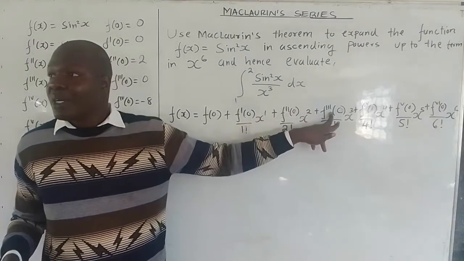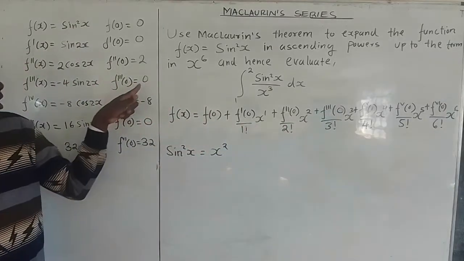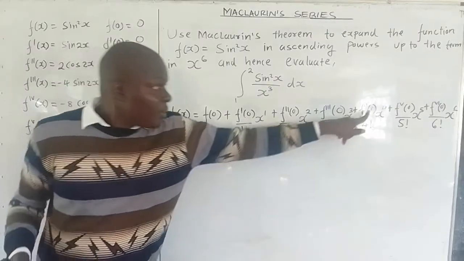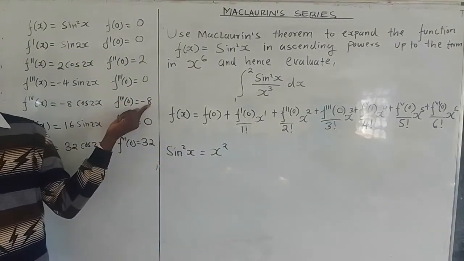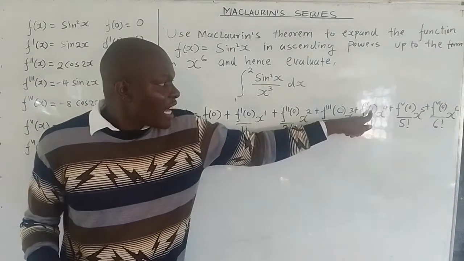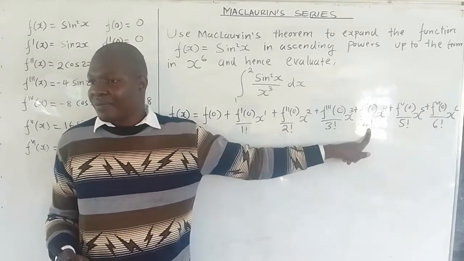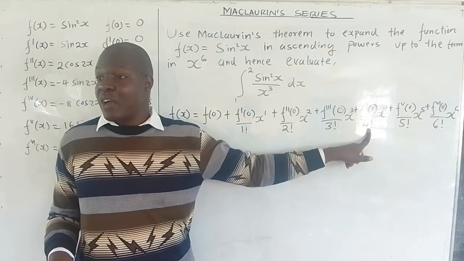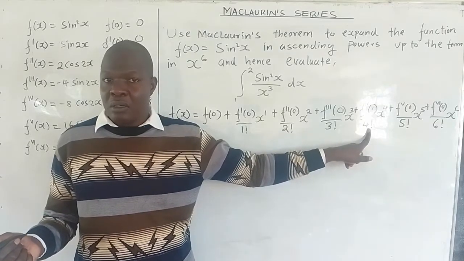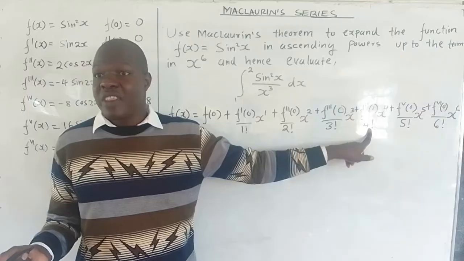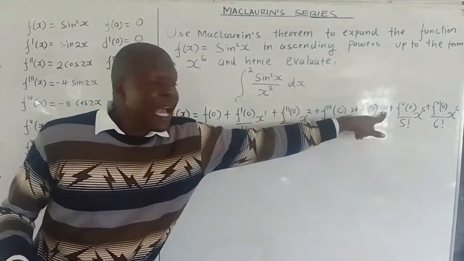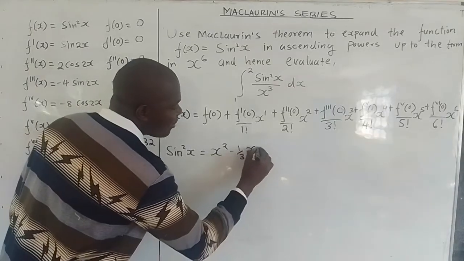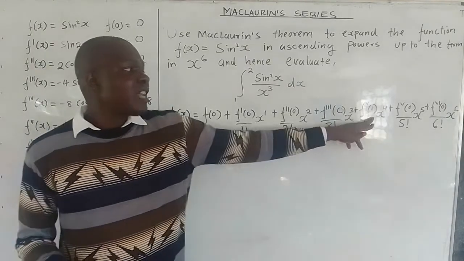F third derivative of 0 you found to be 0, times everything, the whole of this term will go to 0. F fourth derivative of 0 you found to be negative 8. So negative 8 over 4 factorial is negative 1 over 3. So we have negative 1 over 3 times x raised to power 4, isn't it? We are done with this term, isn't it?